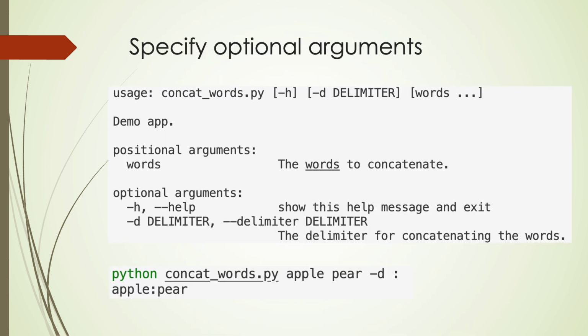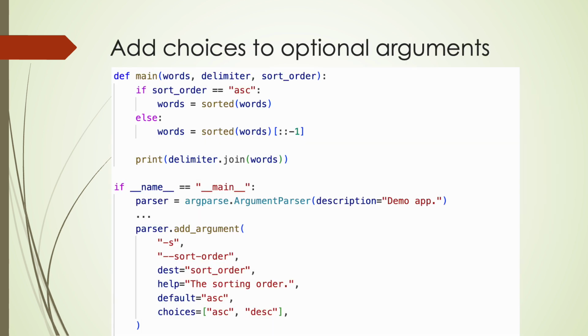When the script is run with the help argument, we can see the optional arguments are displayed in a different section from the positional ones. Note that the help argument is added automatically for us. When a script is run with the help argument, the help message will be shown and the script will be exited. In the previous example, the optional argument can take any value.